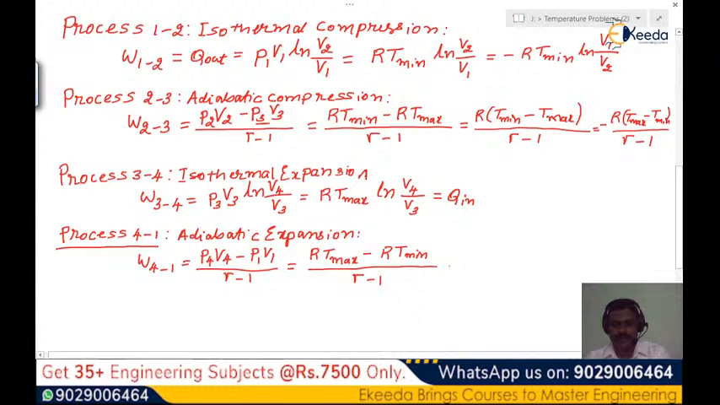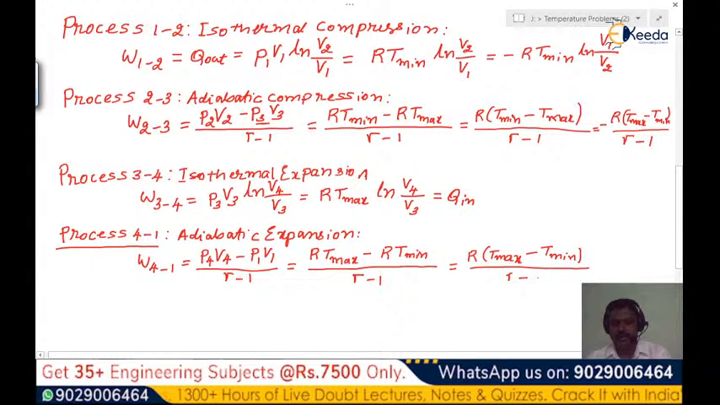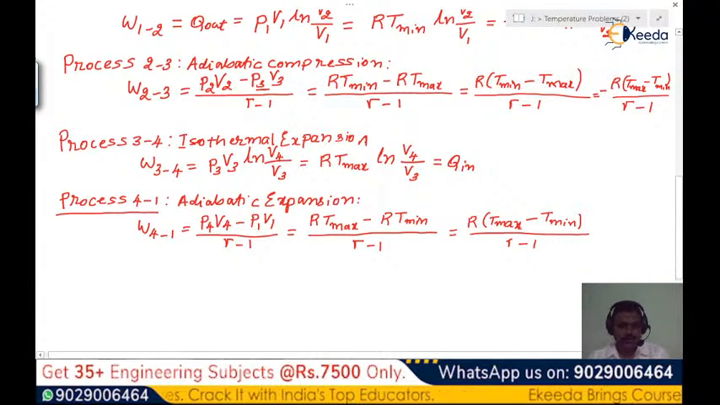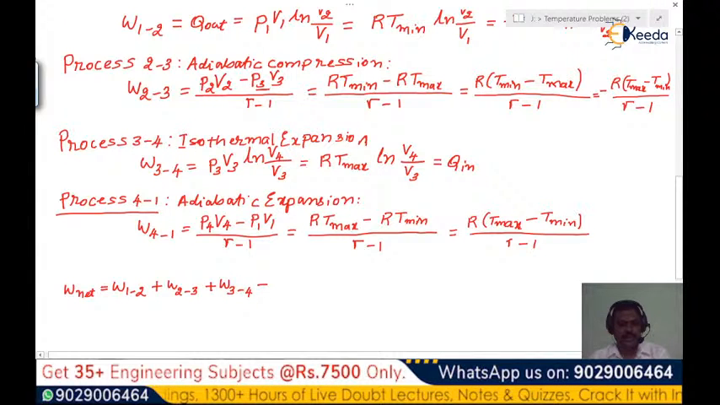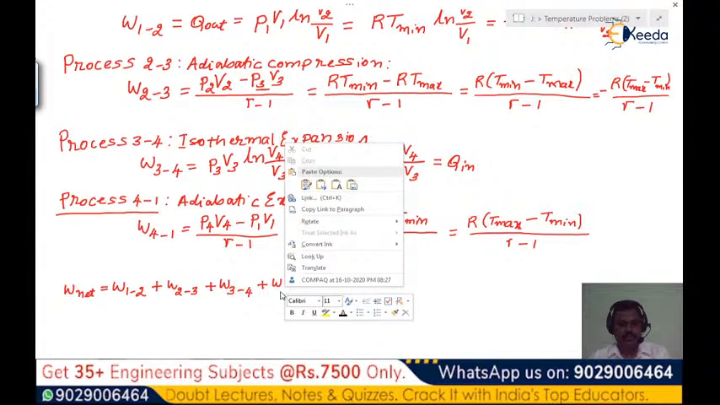So then this can be written as R into T max minus T minimum, divided by gamma minus 1. So now let us have the net work done during this process. So that net work done is given by W net is equal to W from 1 to 2 plus W in the process 2 to 3 plus W in the process 3 to 4 plus W from 4 to 1.